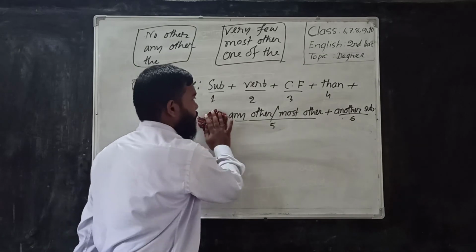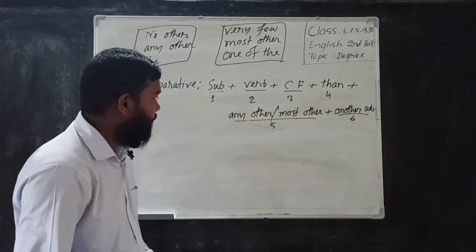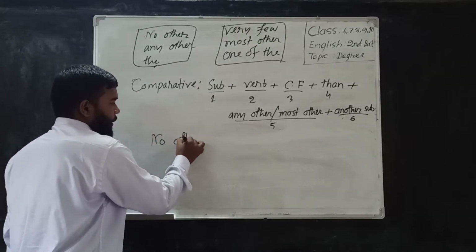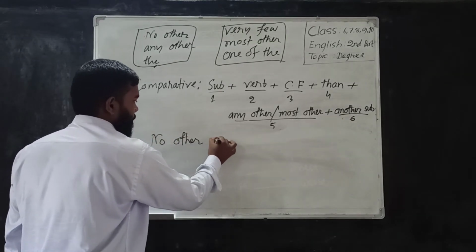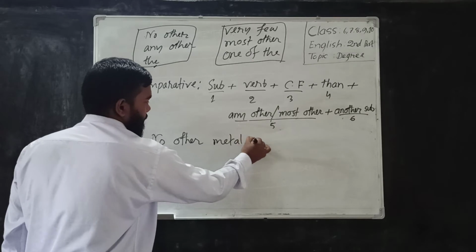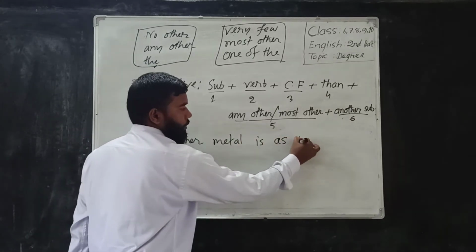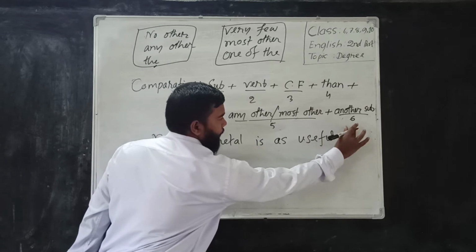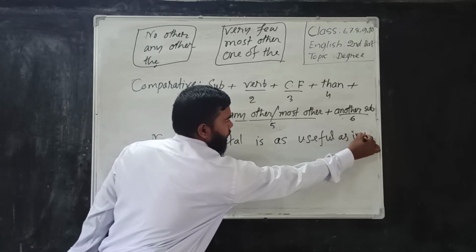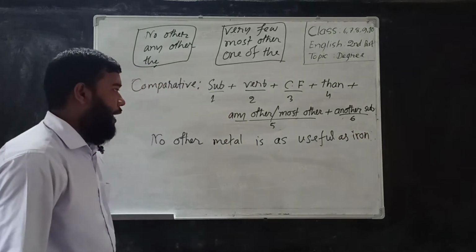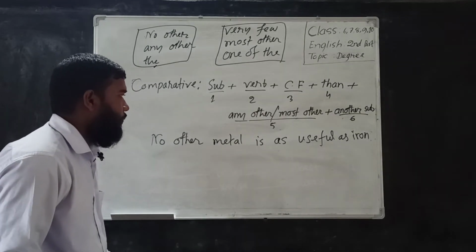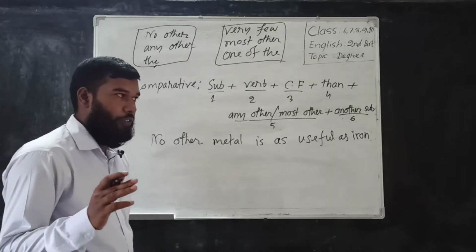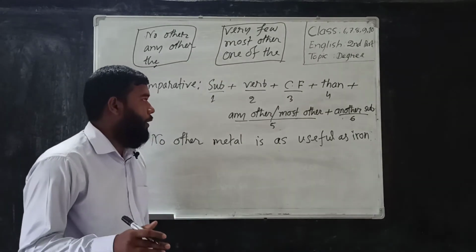It will be positive. No other metal is as useful as iron. No other metal is as useful as iron. Okay, dear students, now let's change this sentence into comparative one.